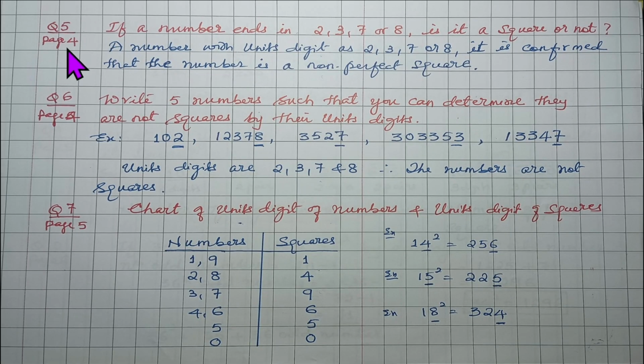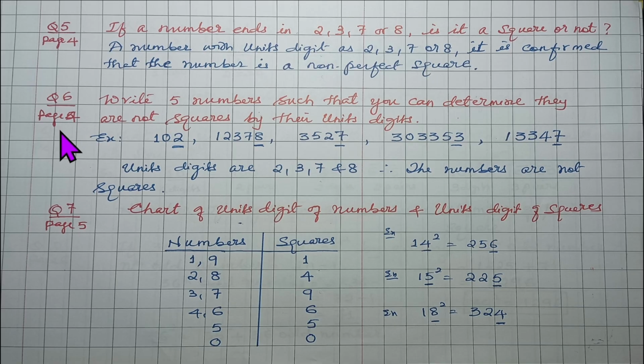Now, coming to question number 5, page 4. If a number ends in 2, 3, 7 or 8, is it a square or not? A number which ends in the digits 2, 3, 7 or 8 will not be a square at all. It will be a non-perfect square, and this is a sufficient condition. If a number has the digit 2 or 3 or 7 or 8, we can straight away declare that the number is a non-perfect square. We don't even have to verify it.